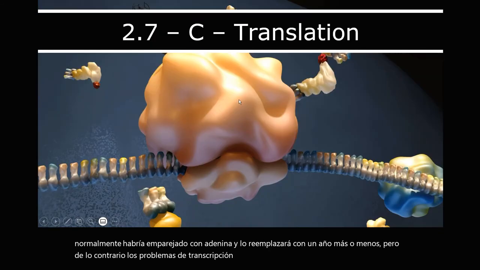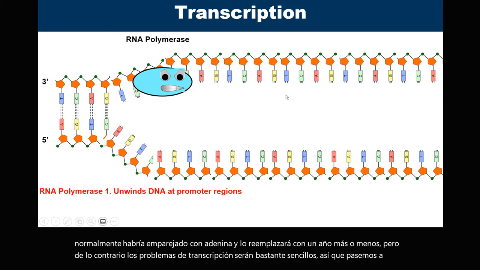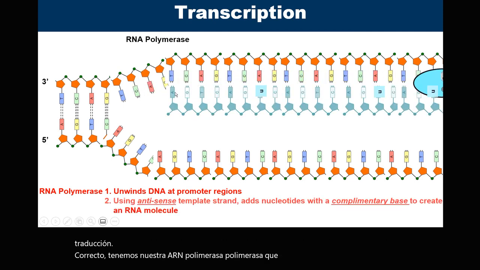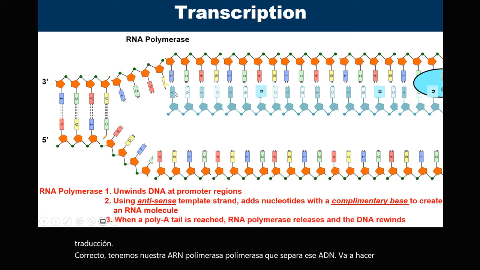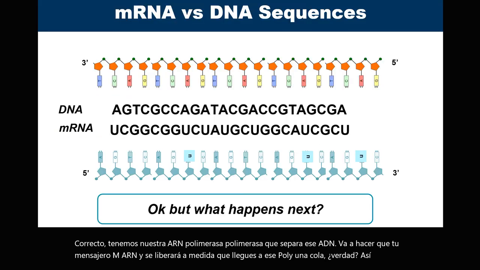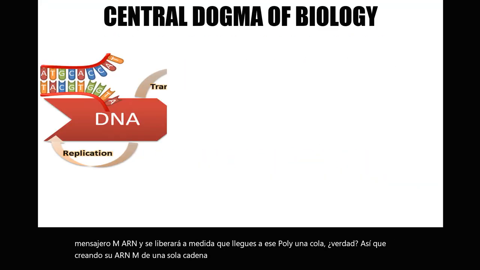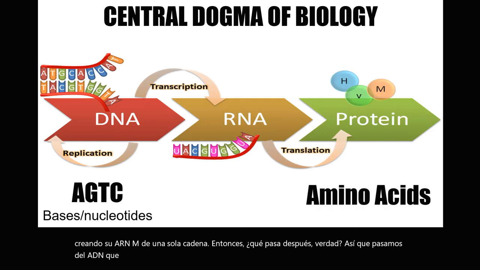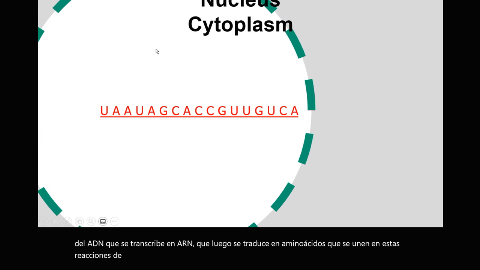So let's move on to translation. So right, we have our RNA polymerase that separates that DNA. It's going to make your messenger mRNA and will release as you get to that poly A tail, right? So creating your single-stranded mRNA. So what happens next, right? So we go from DNA, which is transcribed into RNA, which is then translated into amino acids that are strung together in those condensation reactions to make protein, right? So we're here. We have done transcription.